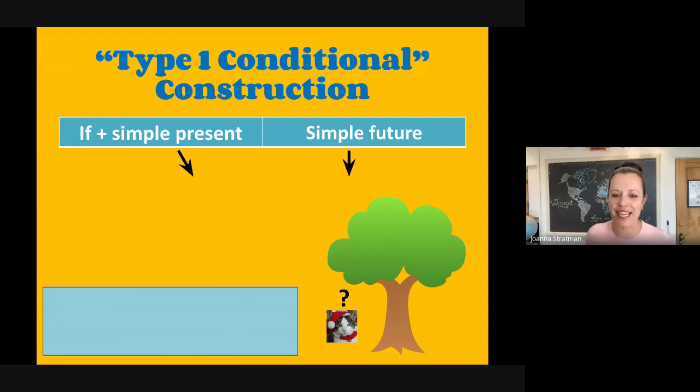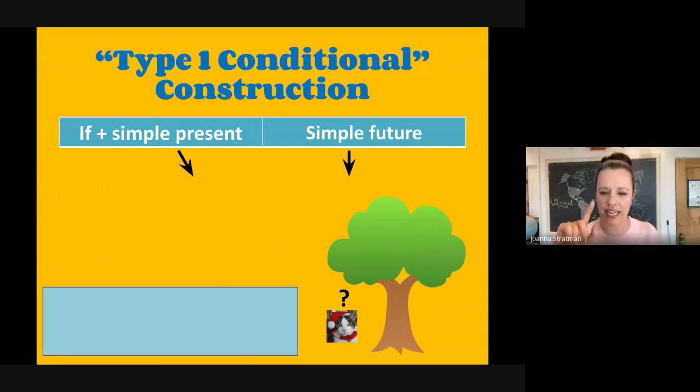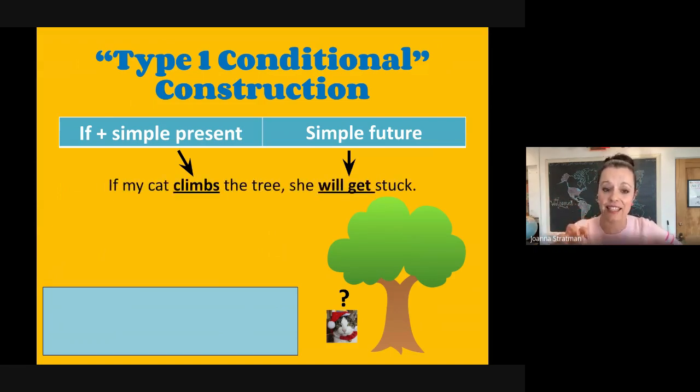Now, let's look at my cat. My cat wants to climb the tree. She hasn't climbed the tree yet, but I can tell her, if my cat climbs the tree, she will get stuck. So she has not climbed the tree yet, but we can use this conditional to say, if my cat does in fact climb the tree, the probable outcome or result is that she will get stuck at the top.